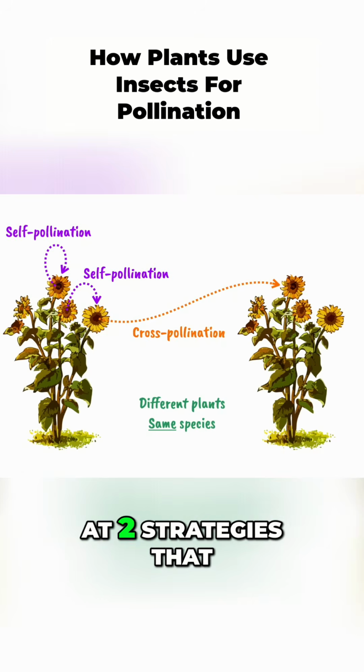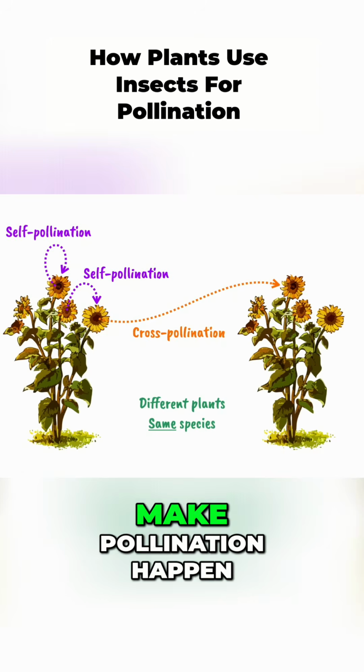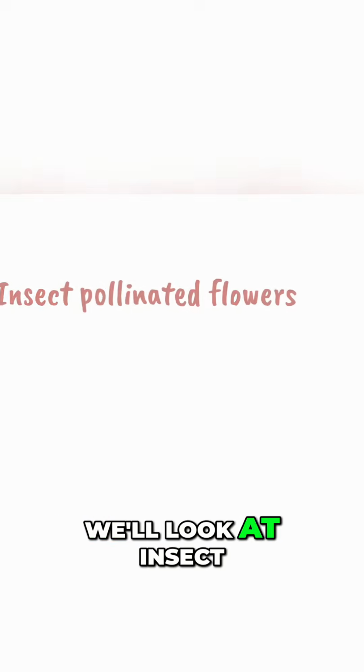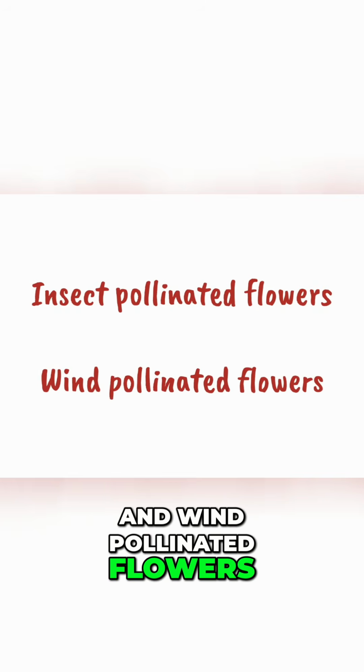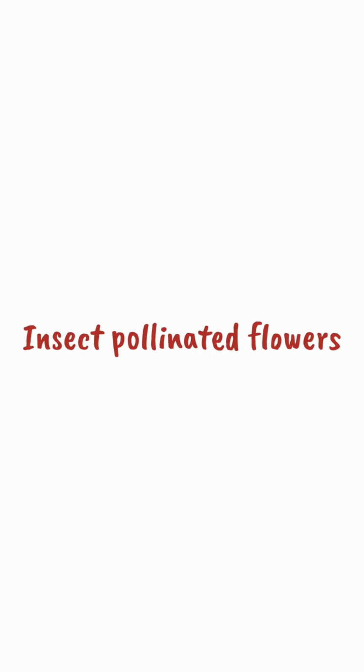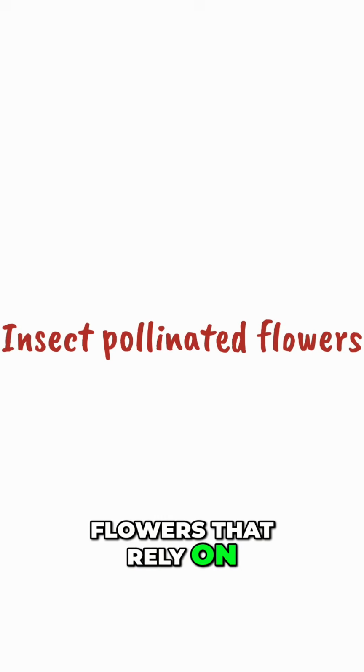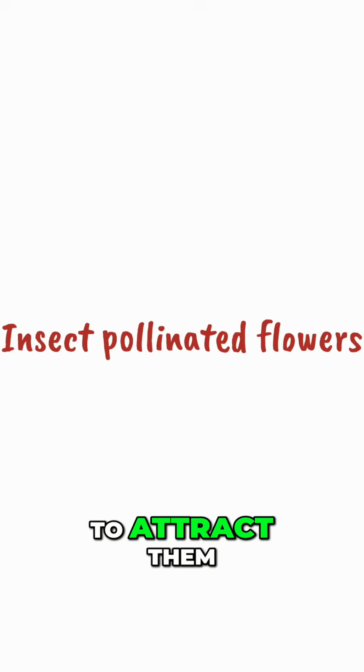We're going to look at two strategies that different plants have to make pollination happen. We'll look at insect-pollinated flowers and wind-pollinated flowers. We'll start with insect pollination. Flowers that rely on insects have several strategies to attract them.